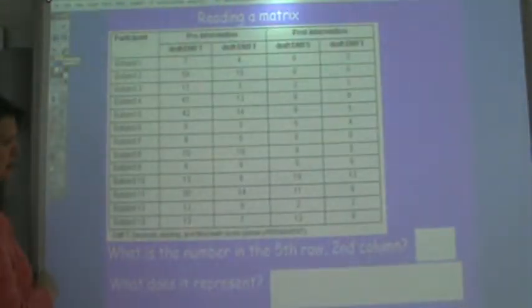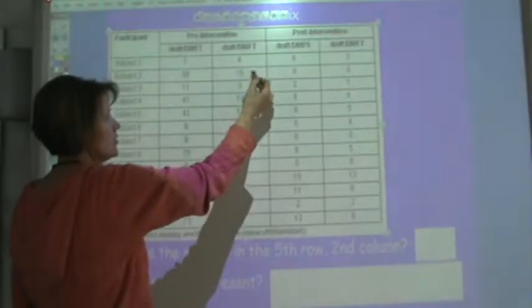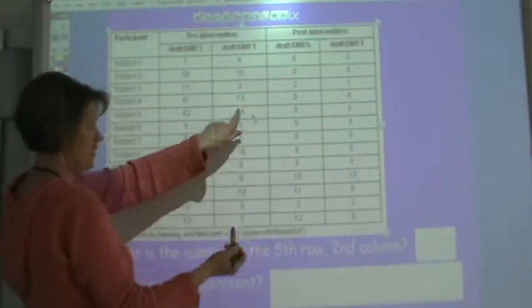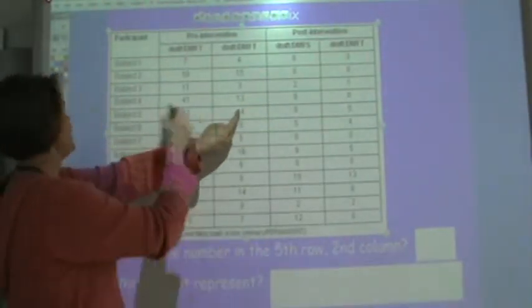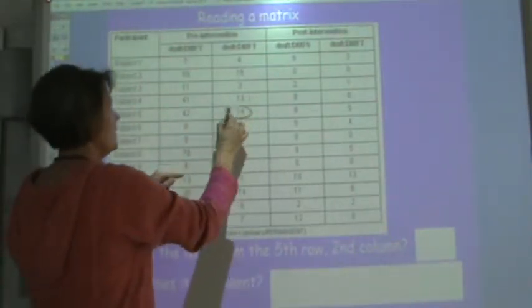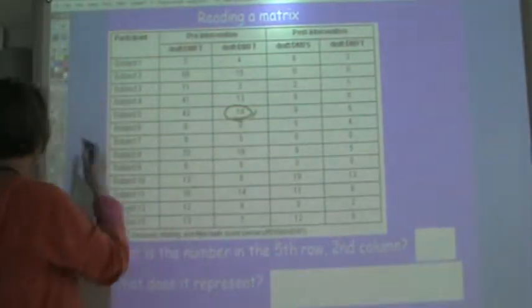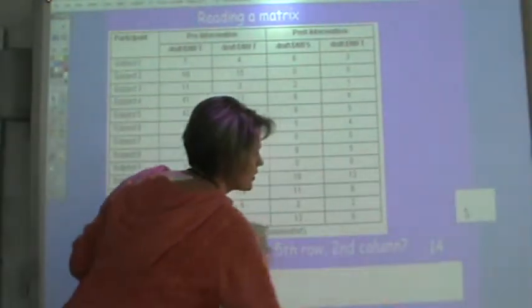All right, so what is the number in the 5th row, 2nd column? So again, don't use the titles. So the 5th row down is 1, 2, 3, 4, 5, okay? And the 2nd column, well, that would be this number right here. Because I'm in the 2nd column of data, I'm in the 5th row of data. So that's going to be 14, the answer to our first question.